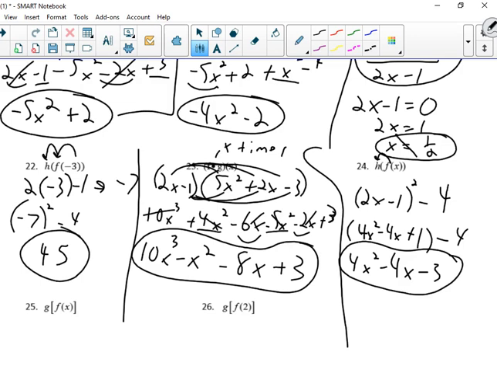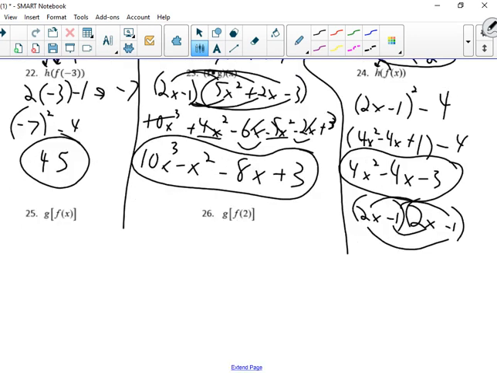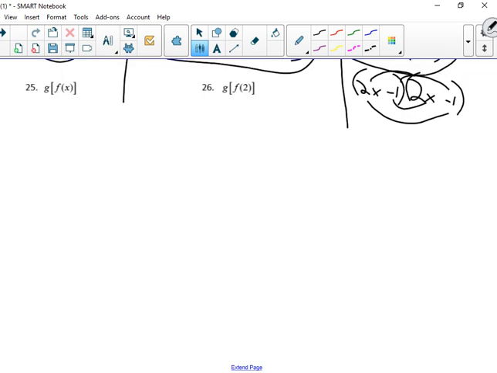If you struggle with that, then you're going to have to come off to the side and FOIL, distribute, multiply, whatever you call it, 2x minus 1 times 2x minus 1. First, outer, inner, last. Hello, Stewie. Okay, last two on this page. And then there's only one page left and we're finished.